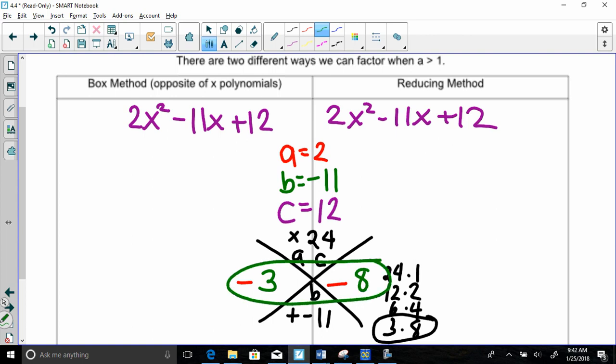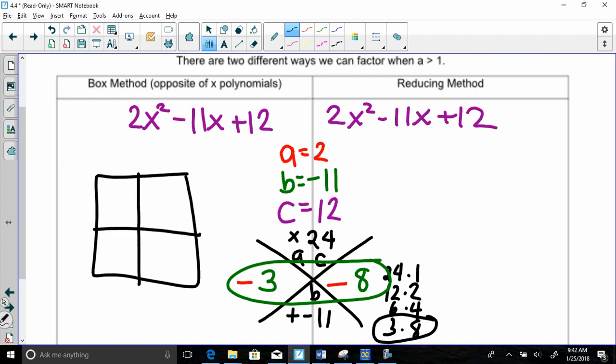So that step is the same. That's the one step that they share. No matter what, we still have to go through this process. But when A is bigger than 1, we automatically have 4 steps. And so I'll show you the box method first. So it looks something like this.